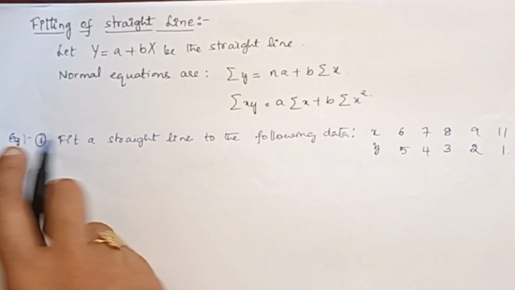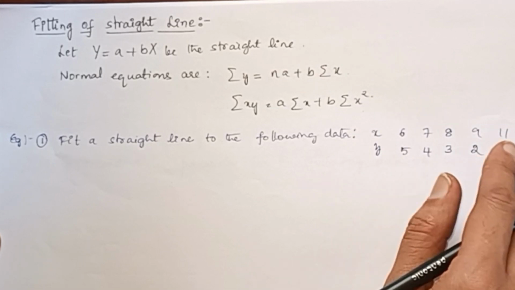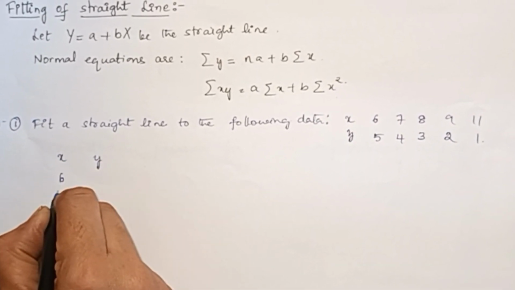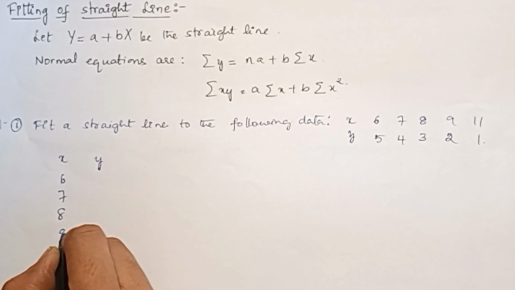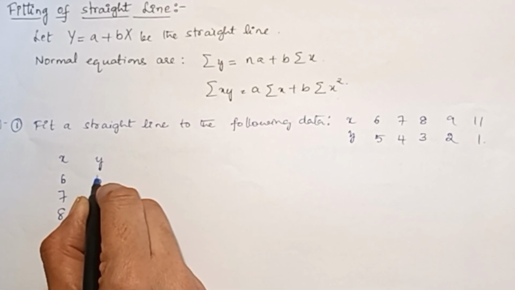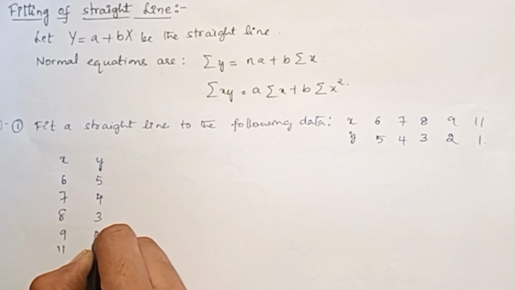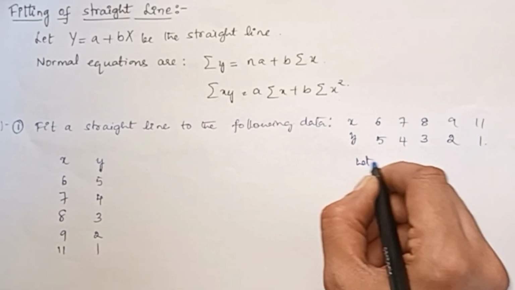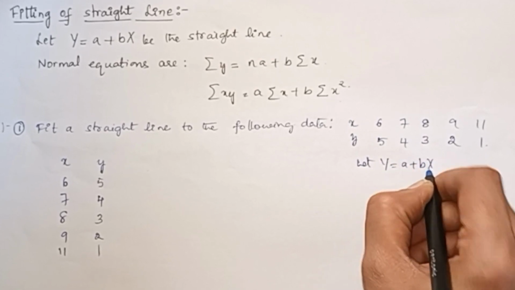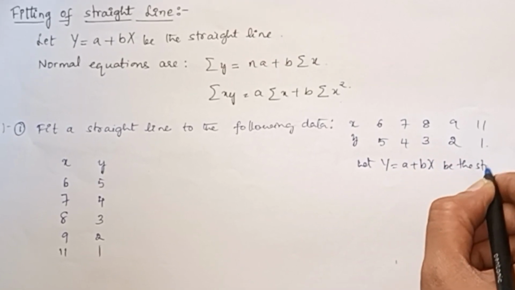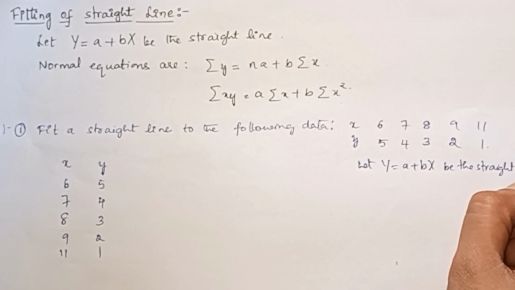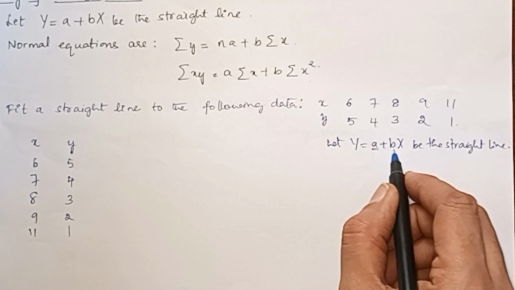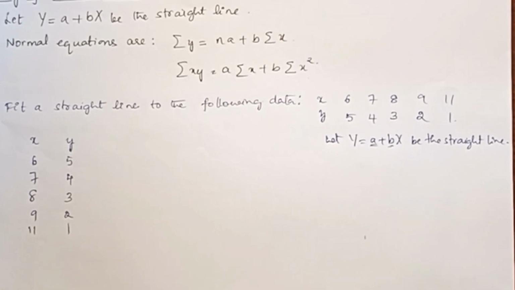So first example, fit a straight line into this following data. So let us write the data points x and y. X is 6, 7, 8, 9 and 11. Y is 5, 4, 3, 2, 1. Then first write, let y equal to a plus bx be the straight line that represents the best fit for this given data. I have to calculate the value of a and b, the coefficients.